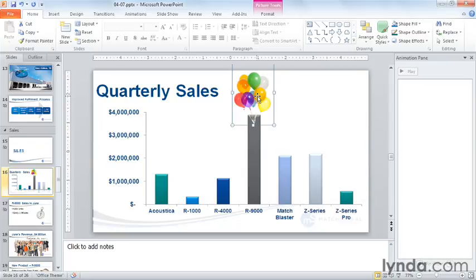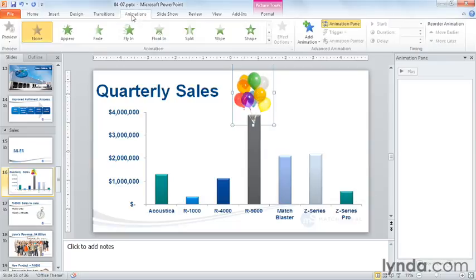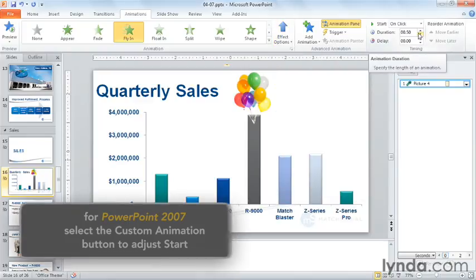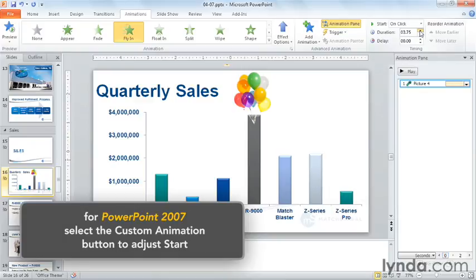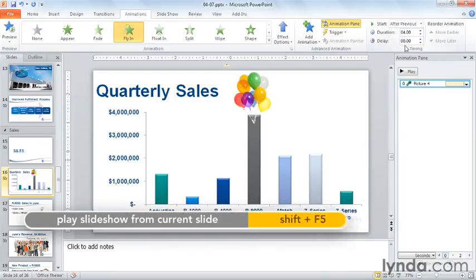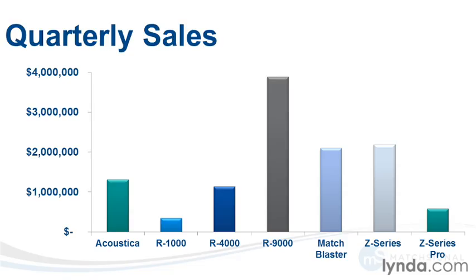After selecting the object, I'll activate the Animations tab and choose the Fly In effect. The default is to fly up, but just in case you ever need to change the direction, you can use this menu. Our balloons are way too fast, so we'll adjust the speed here under Duration to 4 seconds. I also want them to begin animating as soon as the slide appears, so I'll change the start from on click to after previous. Let's press Shift F5 and see how this turned out. And there's our animated balloons.